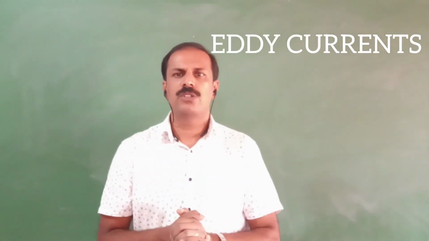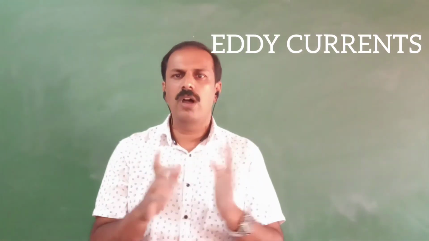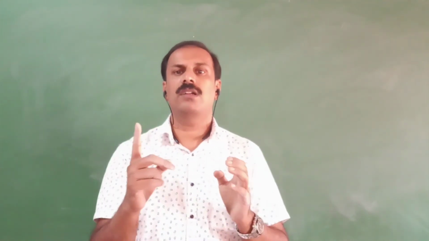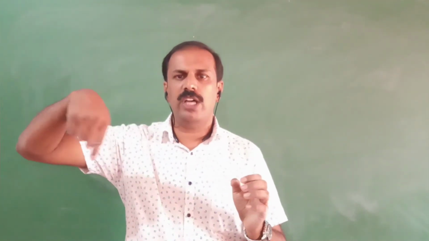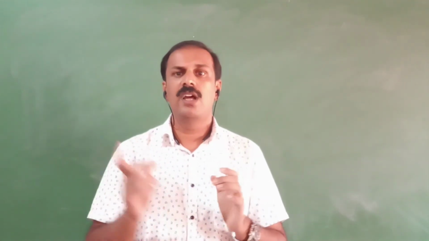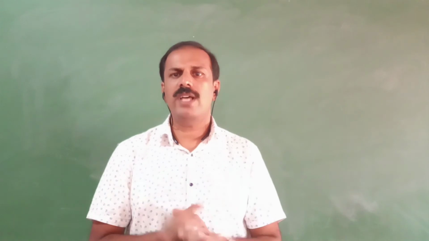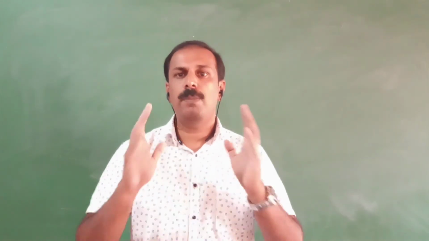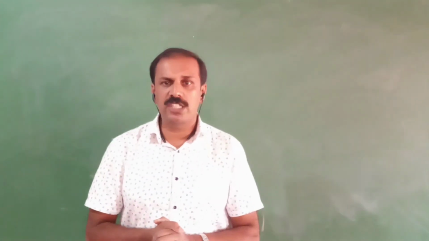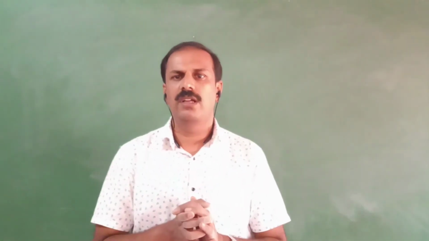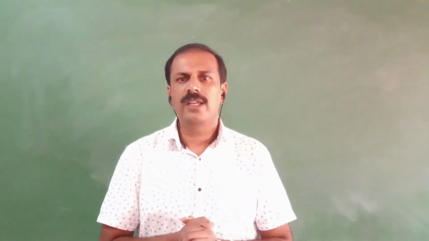eddy current. The word eddy means, you know, the whirlpool or the eddy in the water. In the water you can see the water will move in a circular motion. That's called an eddy, water eddy. So when the current is moving in a circular path, that is called eddy current. That is, when a bulk conductor is kept in a changing magnetic field, some circular currents are formed in the conductor, and that is called eddy current.